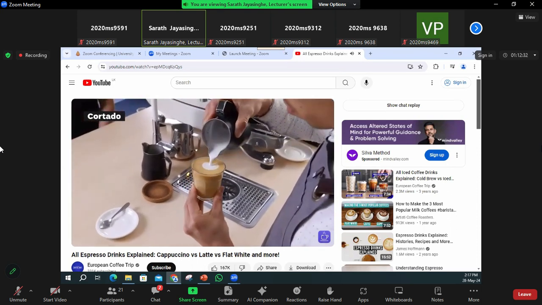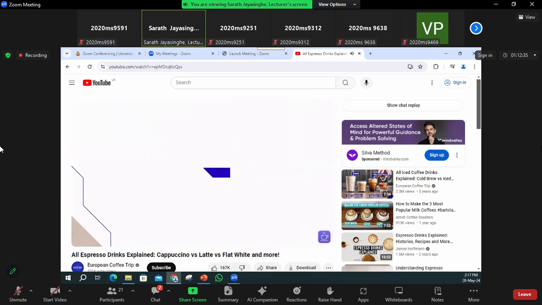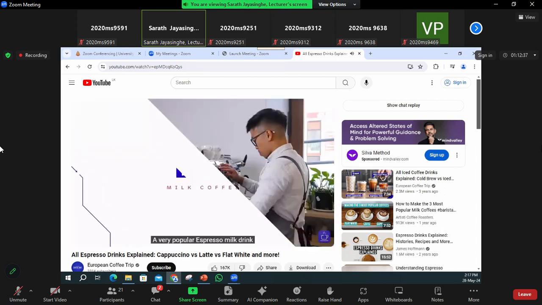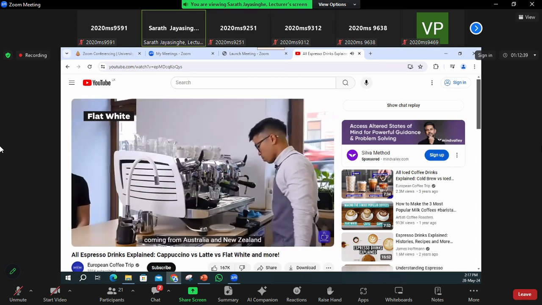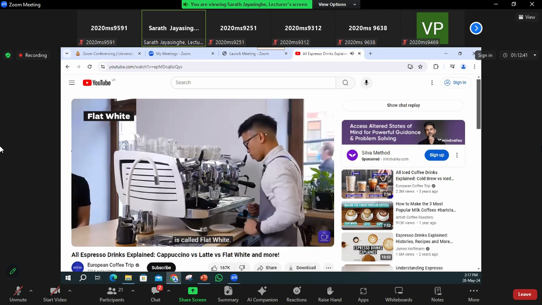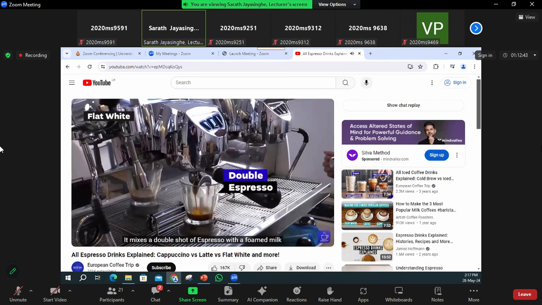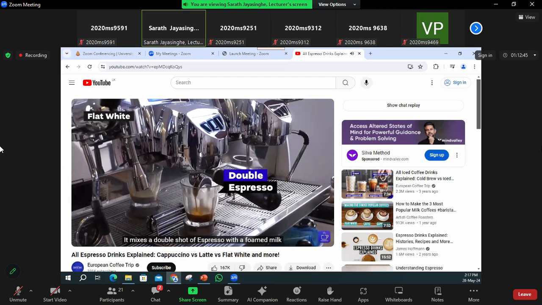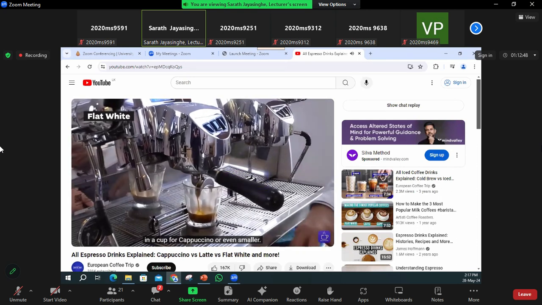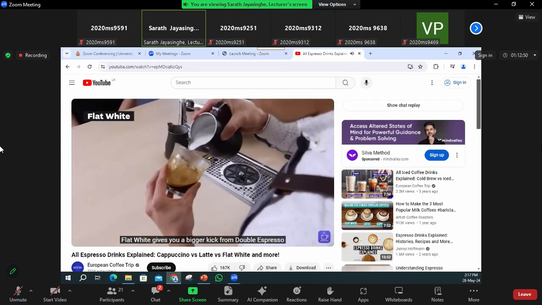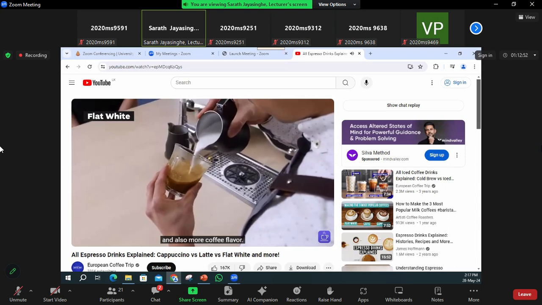Flat white. A very popular espresso milk drink coming from Australia and New Zealand is called flat white. It mixes a double shot of espresso with foam milk in a cup for cappuccino or even smaller. Flat white gives you a bigger kick from double espresso and also more coffee flavor.